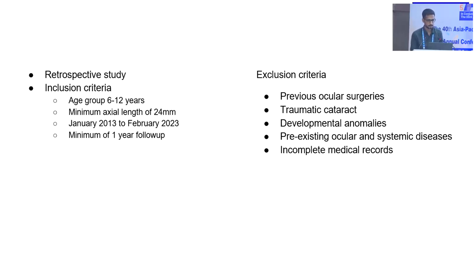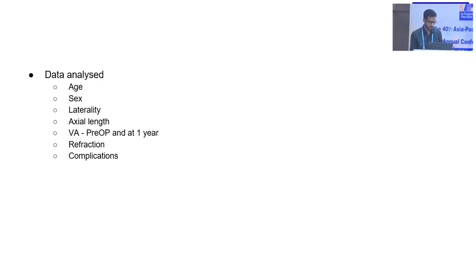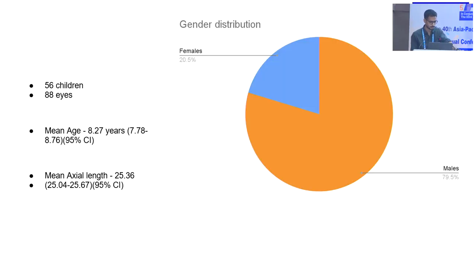The exclusion criteria included all those who had undergone previous ocular surgeries, those having traumatic cataract or developmental anomalies, pre-existing ocular and systemic diseases, or those with incomplete medical records. Data analyzed included age, sex, laterality, axial length, visual acuity pre-op and at 1 year, refraction and the complications. Looking at the results, we had 56 children with 88 eyes. Males were predominant with 79.5% of the population. Mean age was 8.27 years and the mean axial length was 25.36 mm.